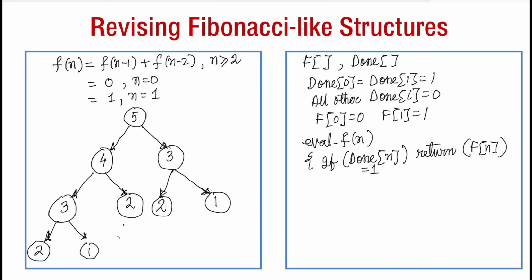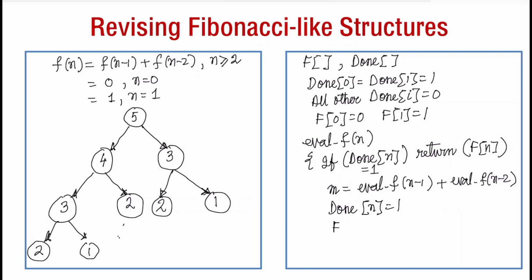If that is not the case, then obviously what we do is we compute m equal to eval F n minus 1 plus eval F n minus 2, and then we set done n equal to 1. Then we calculate Fn equal to m, and we return Fn.